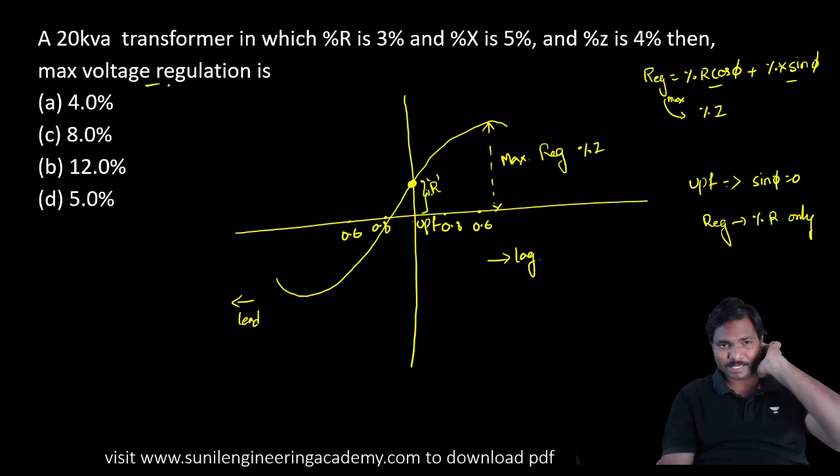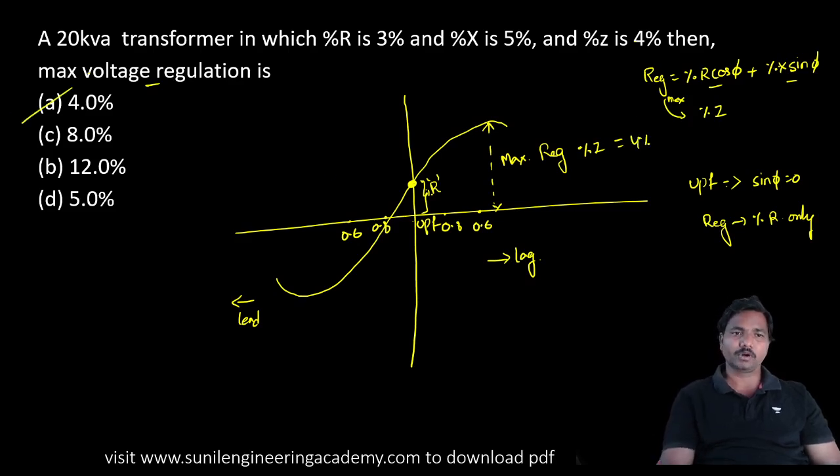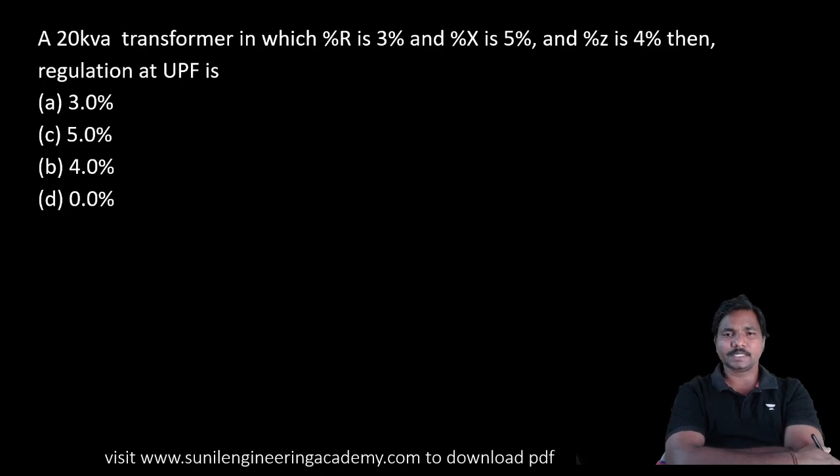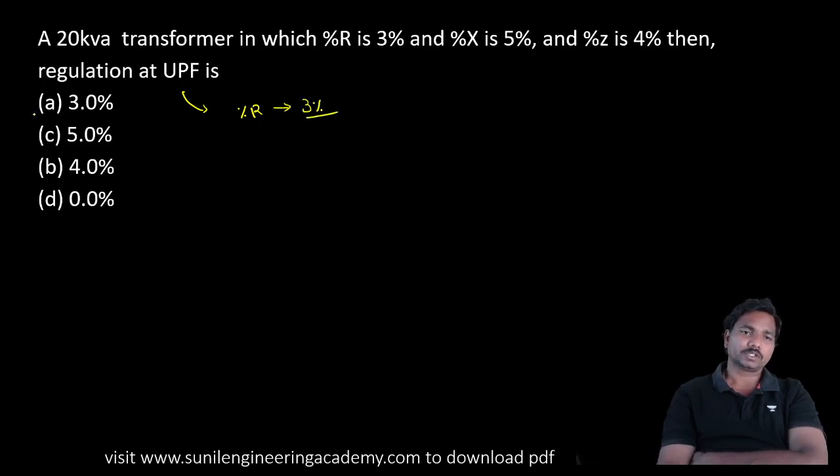Here they have given maximum voltage regulation, that is percentage Z, that is 4%. So the answer is option A. Okay. 20 kVA transformer in which percentage R is 3%, percentage X is 5, percentage Z is 4, then regulation at unity power factor. Just now I have given regulation at unity power factor is percentage R only, that is 3% only. So the answer is option A.